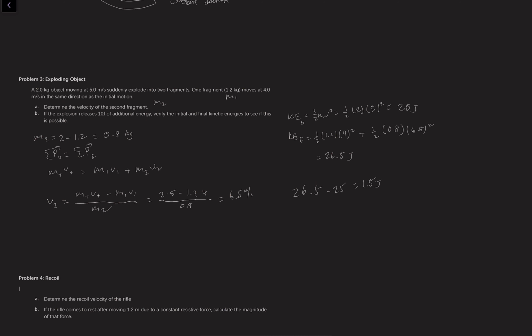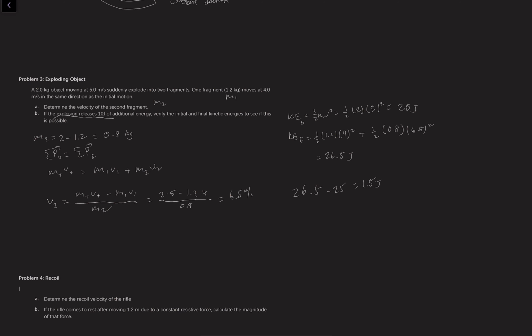This interaction only gives 1.5 extra kinetic energy. Which means that there must be some energy that's being transferred into heat or sound, because the explosion actually released 10 joules of energy from the system, and only 1.5 converted into kinetic.